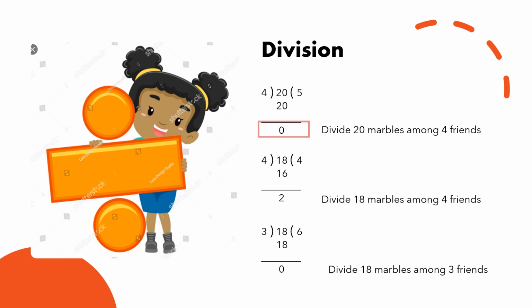So what do we see here? In the first one, we get a remainder of 0. In the second one, a remainder of 2. And in the third one, a remainder of 0. So when we are getting a remainder of 0, that is when we can divide a number equally between the different friends. But when we are getting a remainder, that is when we are saying that we cannot divide that number.